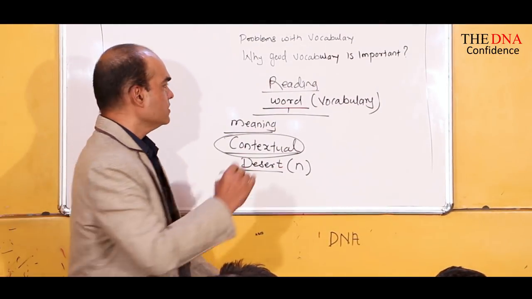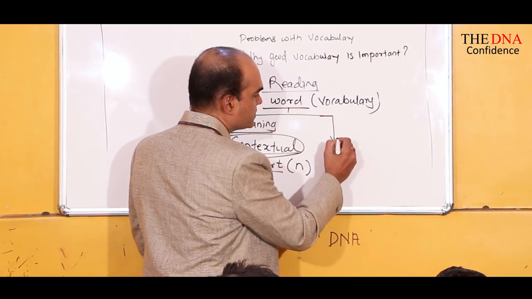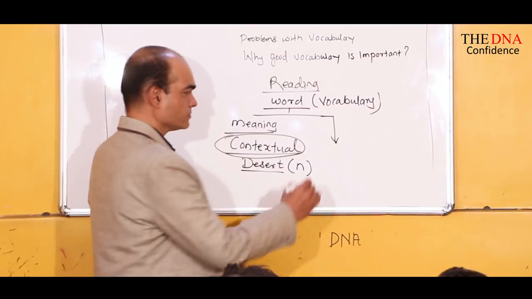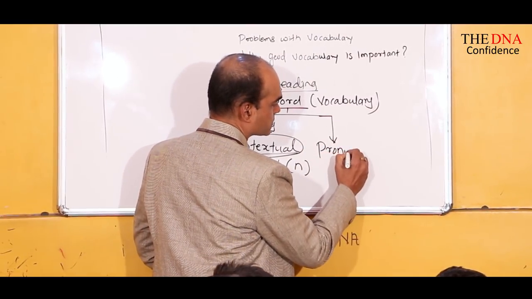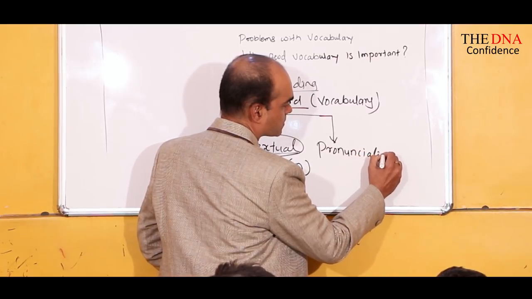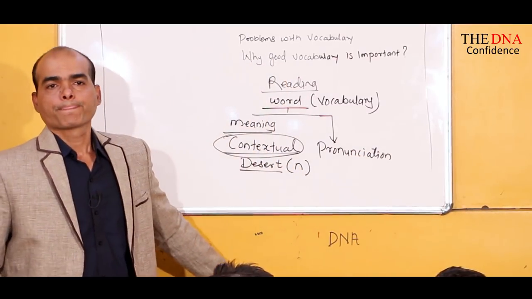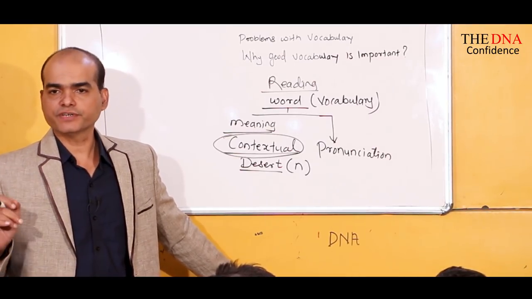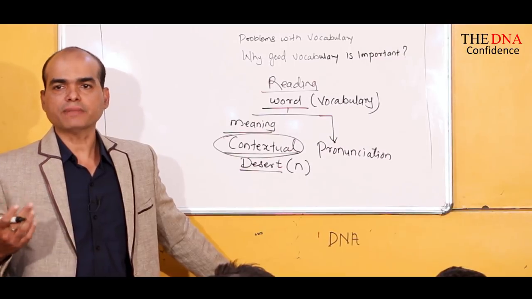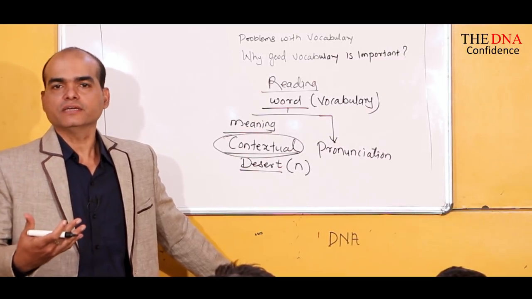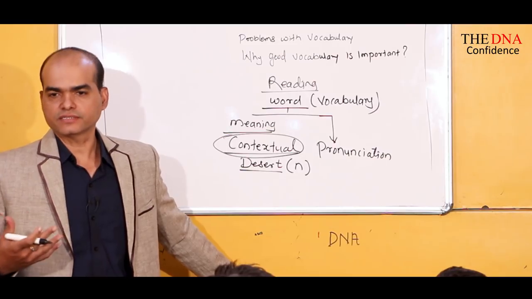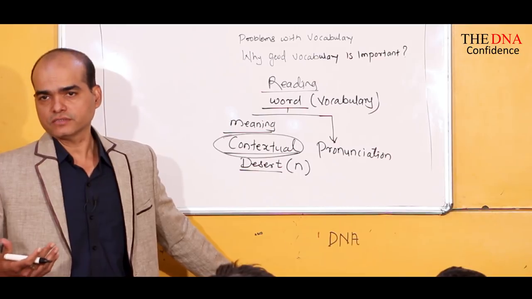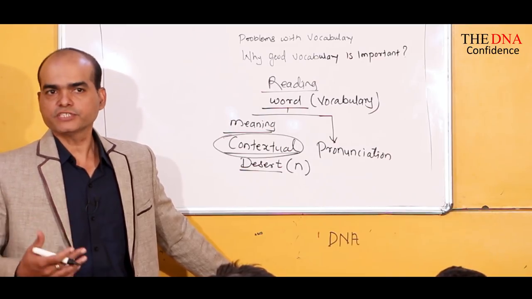Okay. Now second. Second aspect about a word is the most important: pronunciation of a word. The right pronunciation. I'm not saying accent. Accent is different. Pronunciation is different. Accent is by birth. I mean, accent is like since your childhood, you develop the accent. It depends upon the surrounding, upon the country in which you are raised. But pronunciation is very important.